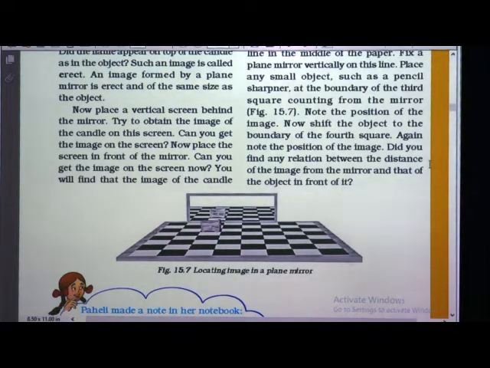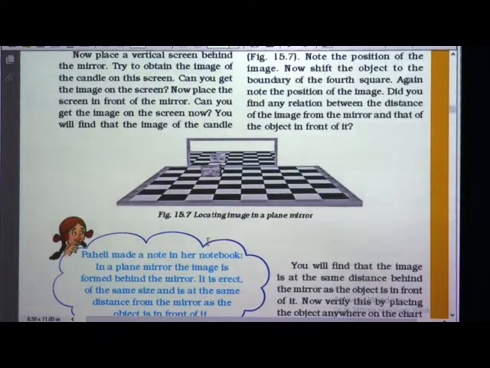So what will you observe? You will observe that whatever distance there is between the object and the mirror, you can see the same distance between the image of the sharpener and that plane mirror in the image. So you will find the same distance.